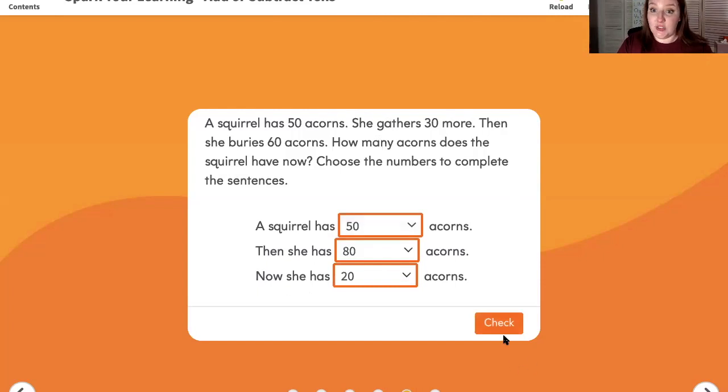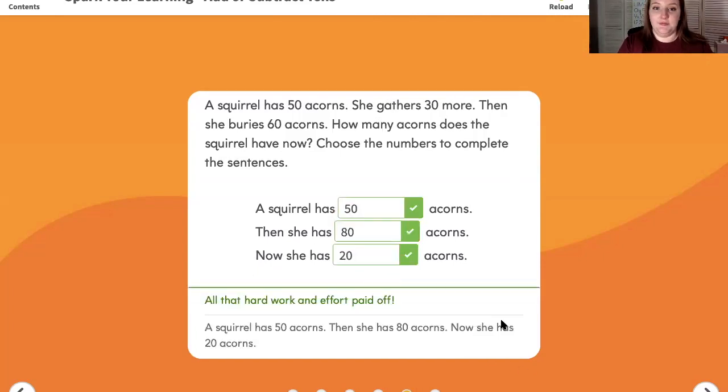Let's check our answer to make sure that we're correct. There we go. All that hard work and effort paid off. A squirrel has 50 acorns. Then she has 80 acorns. Now she has 20 acorns.